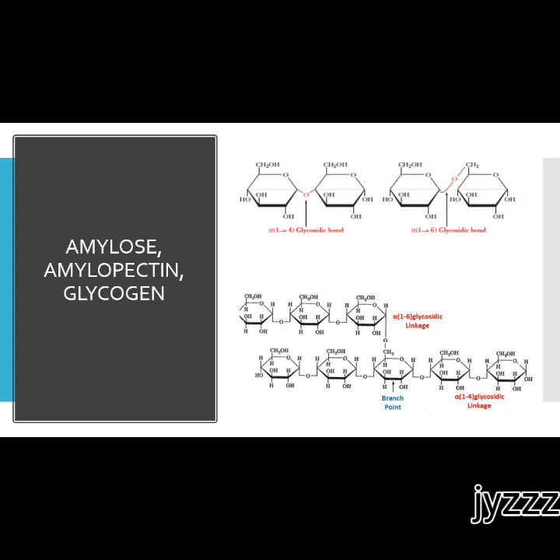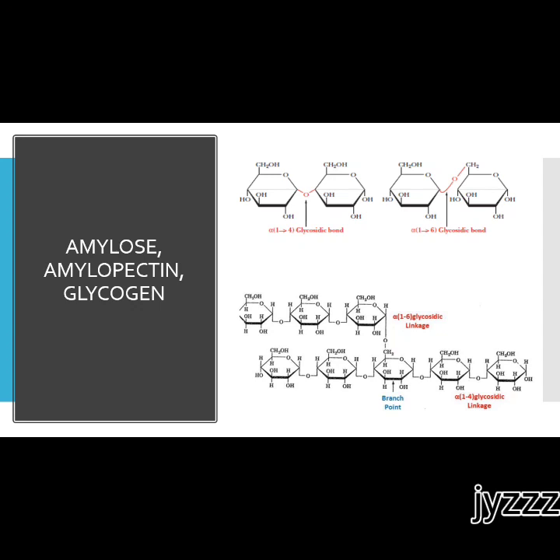For the alpha 1,4 linkage, the attachment is at the first carbon of one glucose and the fourth carbon of another glucose. For the branching, it is at the sixth carbon of one glucose and the first carbon of another glucose. This one is the sixth and this one is the first carbon atom. Alpha means that they are all made up of alpha glucose, so amylose, amylopectin, and glycogen are made up of alpha D glucose.